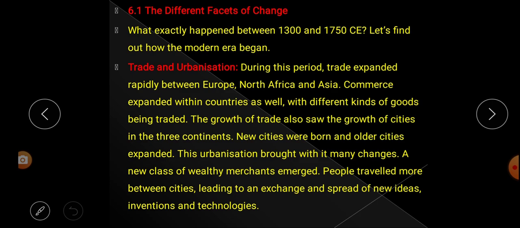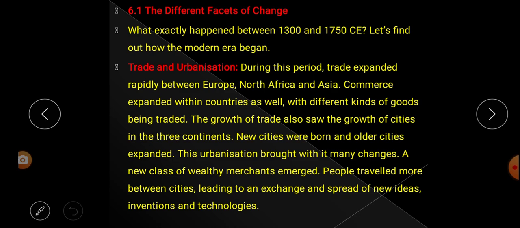People traveled more between cities, leading to an exchange and spread of new ideas, inventions and technologies. What happened? People traveled from one place to another, one country to another, one city to another, to exchange and spread new ideas. They shared their ideas with others and received new ideas, inventions and technologies. So, in this point, what do you learn?